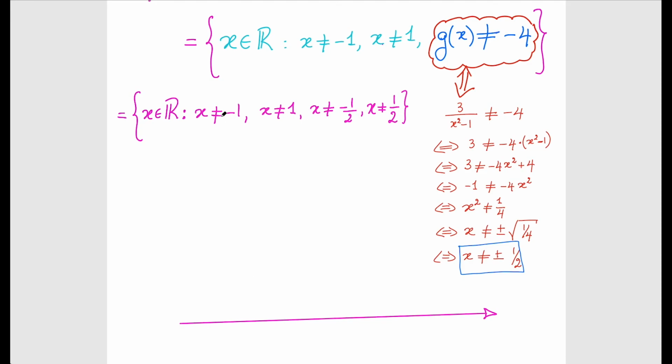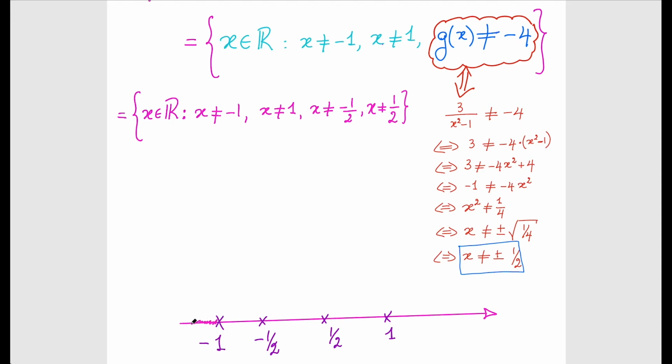The smallest among these is minus 1. Second smallest is minus half. And then half. And then 1. Those are the bad guys, right? And everything in pink is good. So let's write it in interval notation.